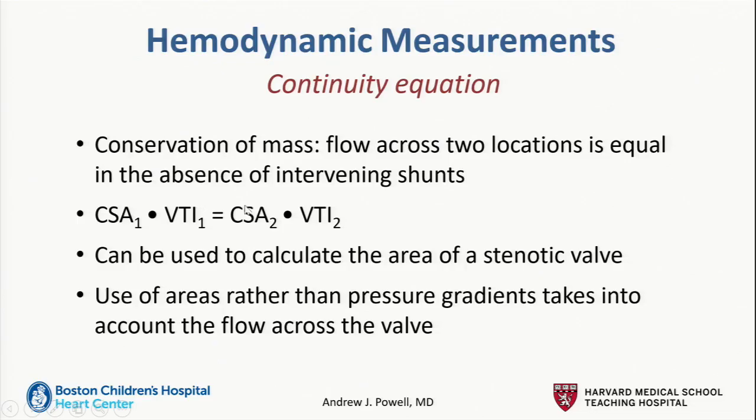The utility of this is we can use this formula to calculate the area of a stenotic valve. You could say, well, why do you care about the area? Why can't you just measure the gradient across it? The downside of gradients for looking at valve stenosis is that the gradient will depend not just on the orifice size, but also on how much flow is going across the valve. The more flow across a specific defined area, the greater the gradient will be. So sometimes it's useful to calculate areas so you don't have any confounding by the fact that the patient is in a low output or high output state.